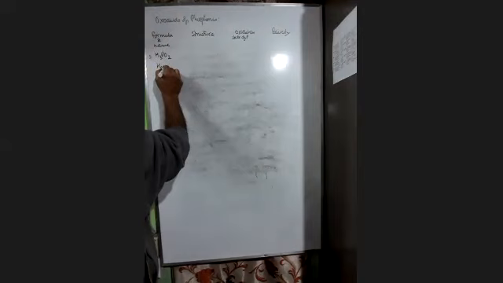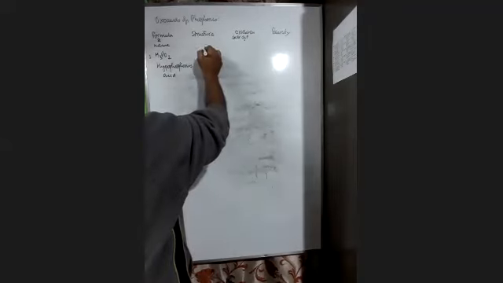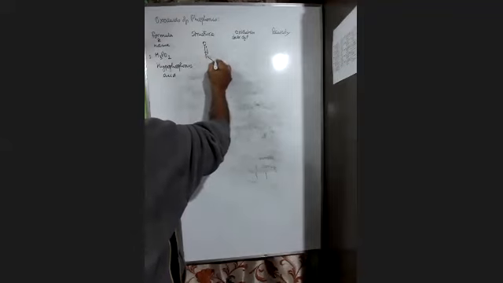H3PO2. Name is hypophosphorus. Now, very interesting thing. You can draw any structure of phosphorus. What you will do? Any molecule. First, you don't look at the formula. First, you write phosphorus. Then put one oxygen, phosphorus oxygen double bond. And then write one OH. After that, look at the formula.